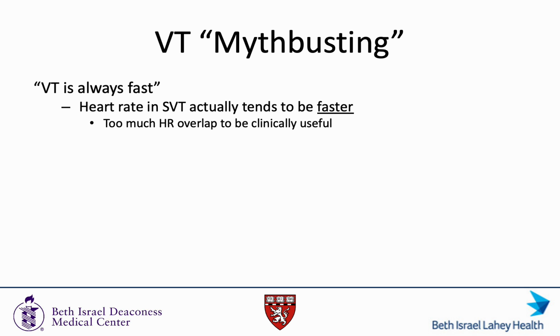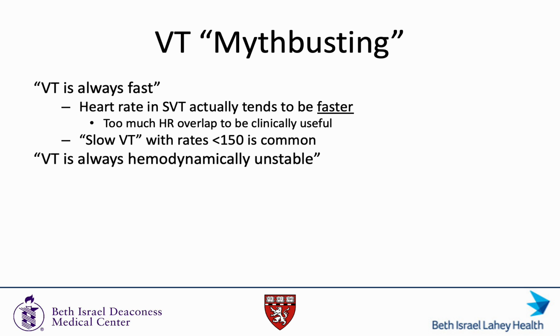Practically, though, there's too much heart rate overlap to be super clinically useful, although it's worth noting that, for example, VT with heart rates less than about 150, which is the definition of what is usually termed slow VT, is more common than you might otherwise think, especially if patients are on antiarrhythmics, in which case even slower rates with VT with heart rates less than 130 or even 120 are possible.